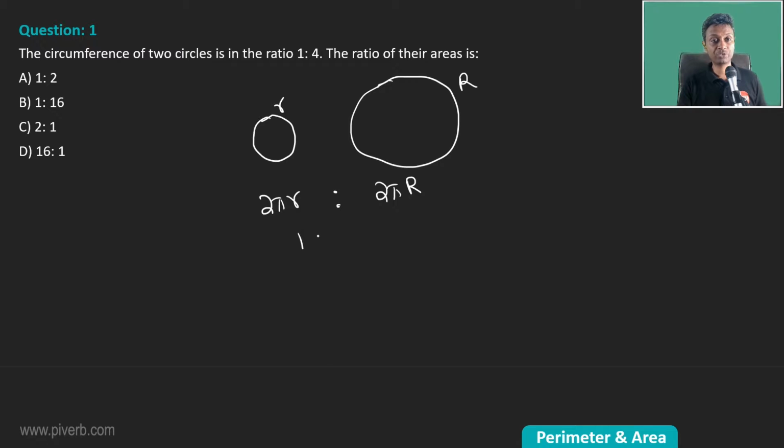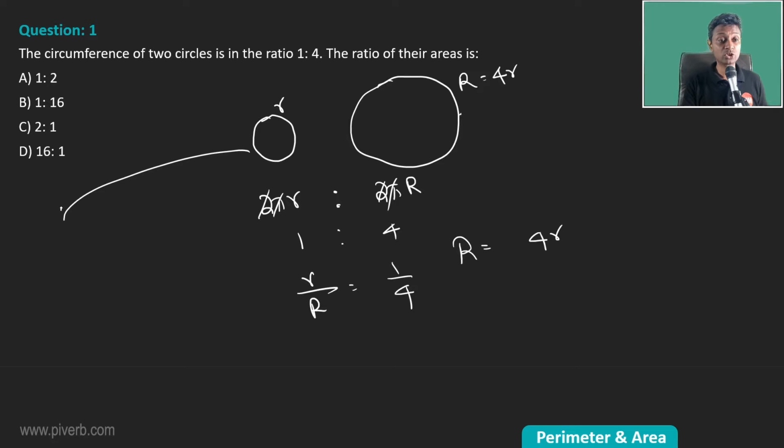The ratio is 1:4, or in other words, r by R is 1/4. Capital R is 4 times small r. The radius of this circle is 4 times the radius of the smaller circle. So the area should also be 4 times. Hang on a second. We cannot just say the area will be 4 times.